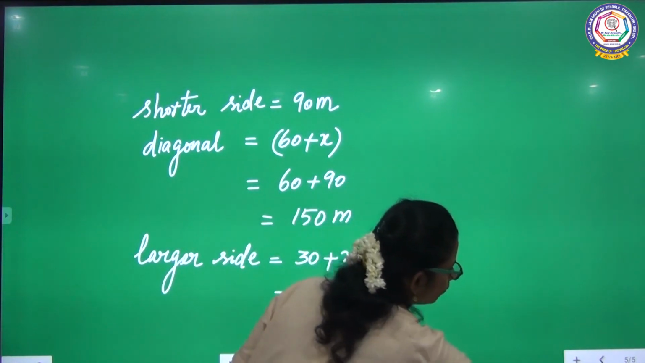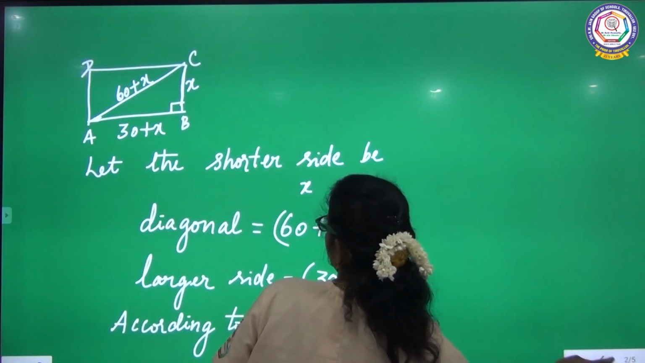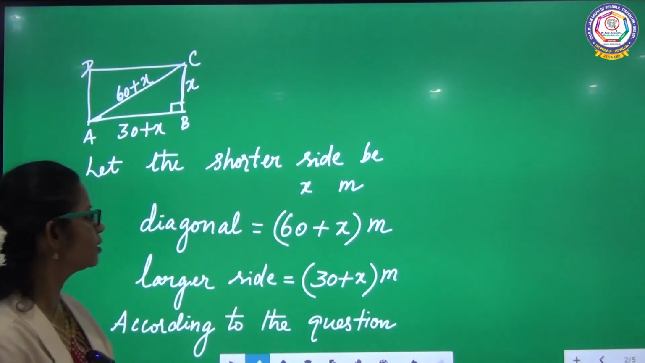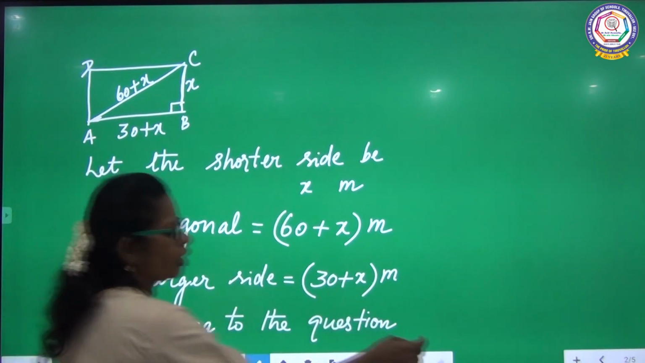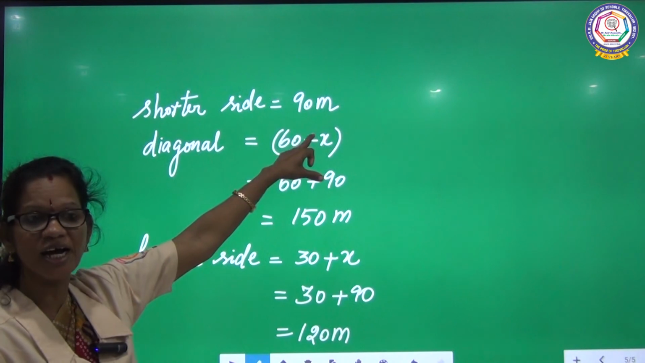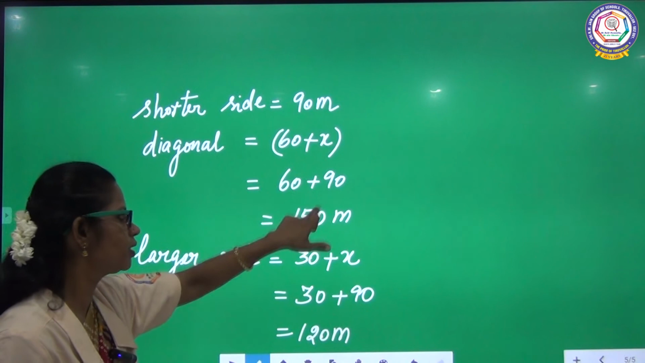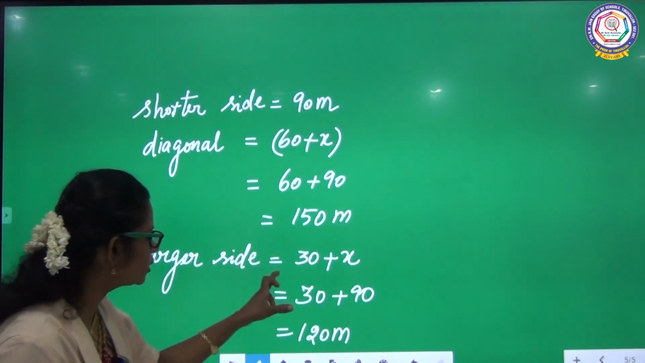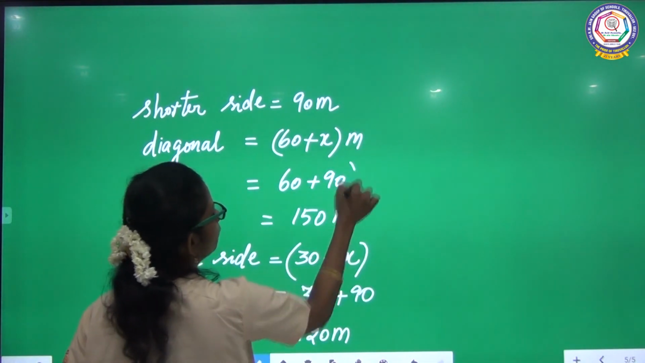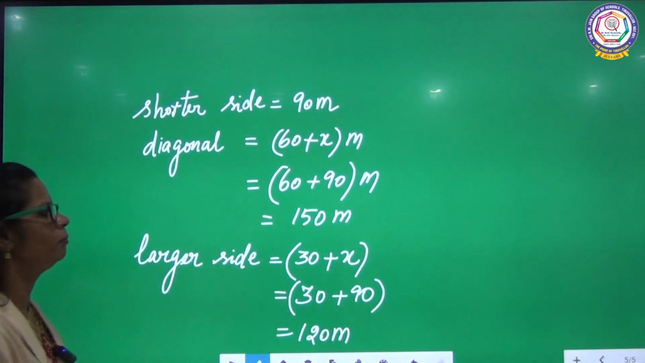See, again I will move to the previous. See here, diagonal is 60 plus x, larger is 30 plus x, shorter is x. Shorter is 90 because x you got as 90. Diagonal is 60 plus x, so 60 plus 90, 150. Larger is 30 plus x, that is 30 plus 90, 120 meter, right?